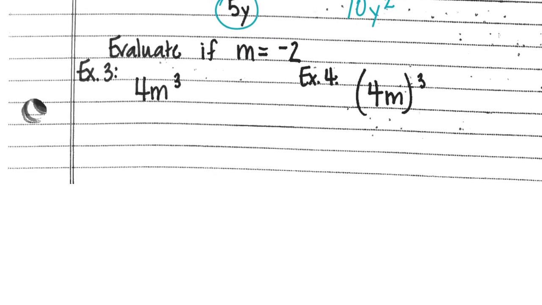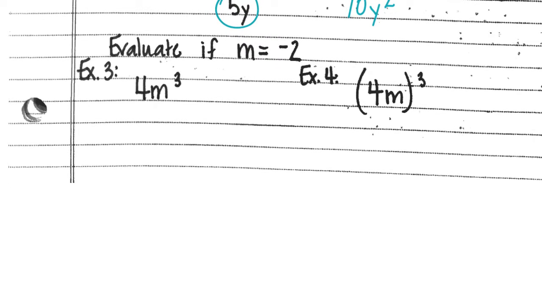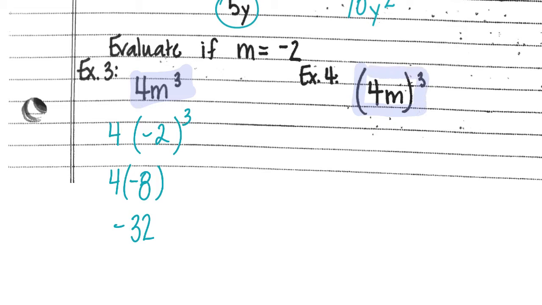Number 3 and 4, evaluate if m equals -2. One of the biggest mistakes that my students make is that instead of putting the m in parentheses, they forget. So then it would look like 4 minus 2. So we're actually taking 4 times -2 cubed. We know what 2 cubed is because your math teacher made you memorize it. That's -8. And we get -32.